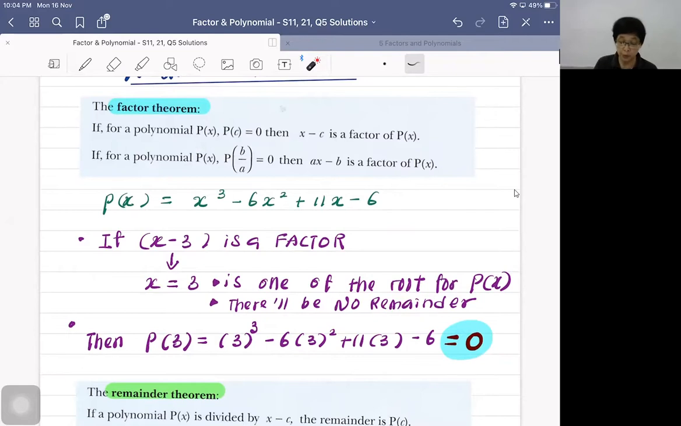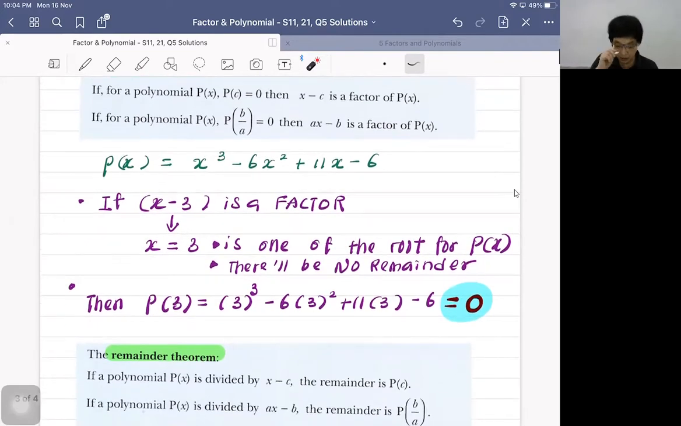To prove that, taking x minus 3, we draw out its root, which is 3. Taking the 3, we substitute it into the function. Accordingly, x cubed minus 6x squared plus 11x minus 6 will surely give us the end result of 0. That is the quick overview of what the factor theorem means.